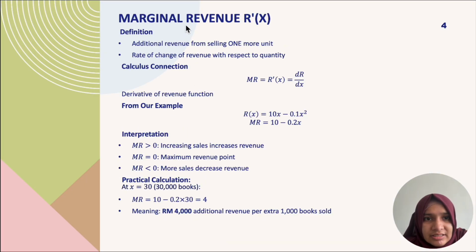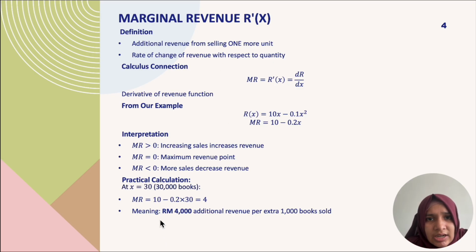Marginal revenue represents the incremental income gain from selling one additional unit. Derived from the revenue function, we get MR equals 10 minus 0.2x. Analyzing this function reveals 3 critical business stages. Growth phase: as long as MR is positive, total revenue is still increasing. The peak: when the MR reaches 0, the business has achieved its maximum revenue. Diminishing returns: a negative MR indicates that price reductions have become too aggressive, causing the total income to decline.